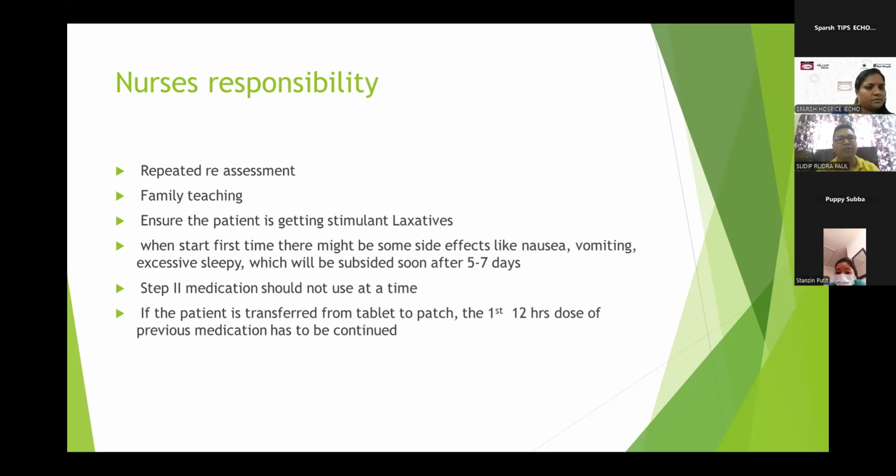Next, ensure the patient is getting a stimulant laxative, because strong opioids and weak opioids both work on the central nervous system. When they work on the central nervous system, they reduce gastric motility, and because of that the patient develops constipation, and they need a stimulant laxative. Not only a simple laxative, they need a stimulant laxative, which will increase the gastric motility, of course.